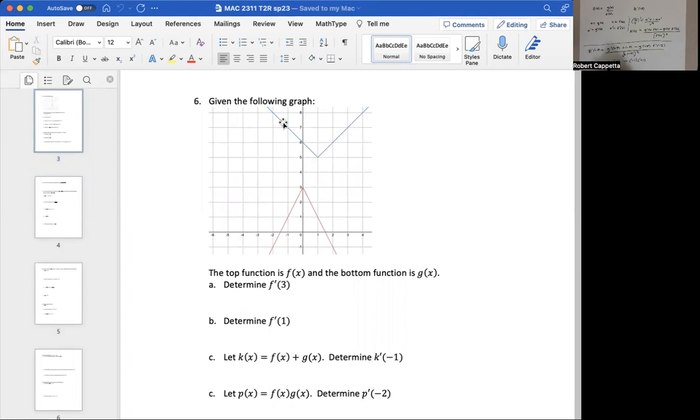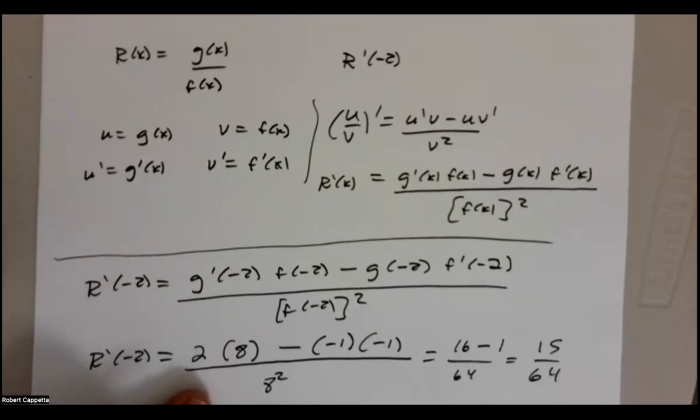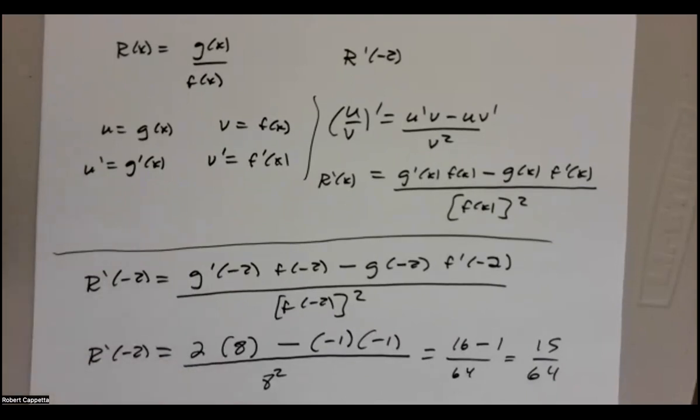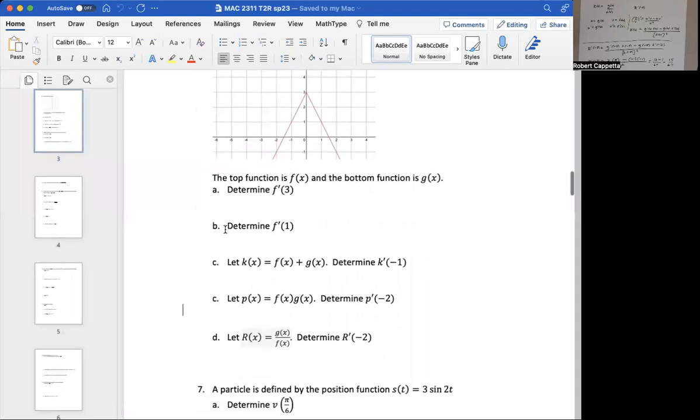Over f of -2 squared, what did we say f of -2 was? f of -2 is 8, so 8 squared. So I get 16 minus 1 over 64, which is 15/64. Challenging problems, really making you think about what the derivative means, thinking about it as a slope. All right, where does that take us?